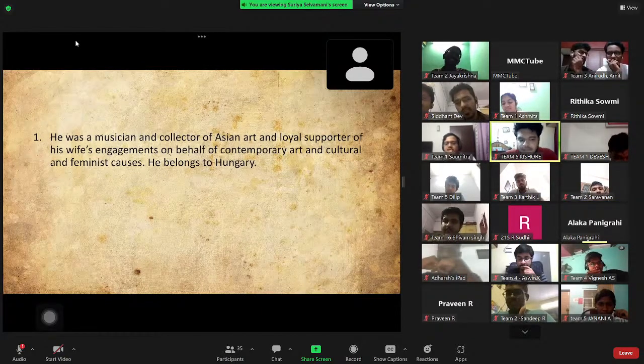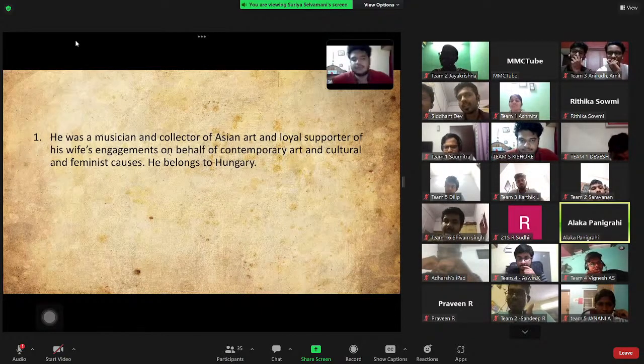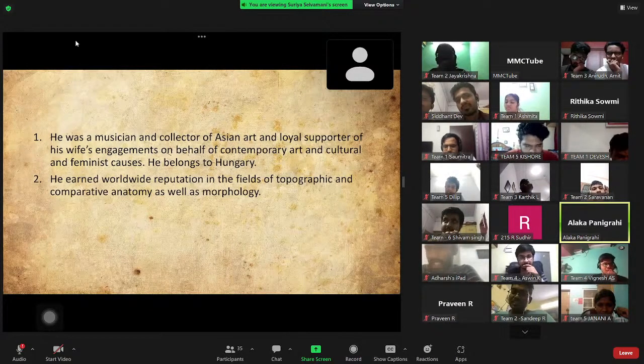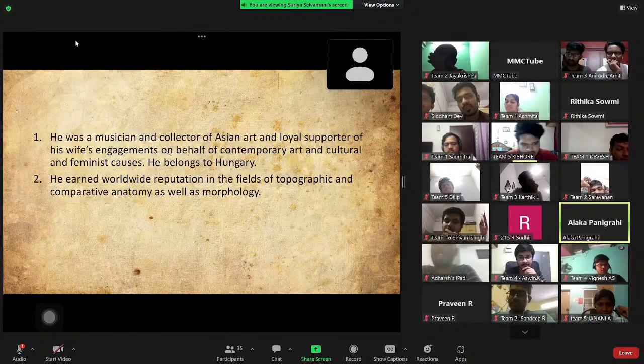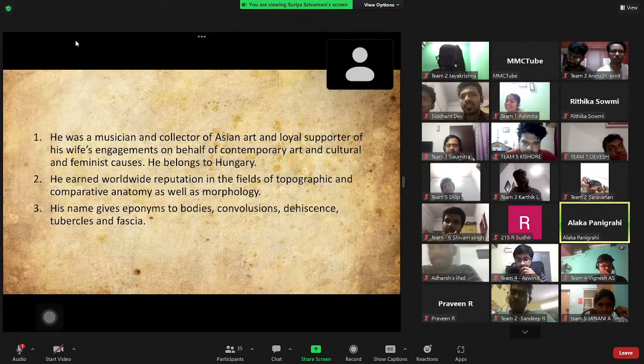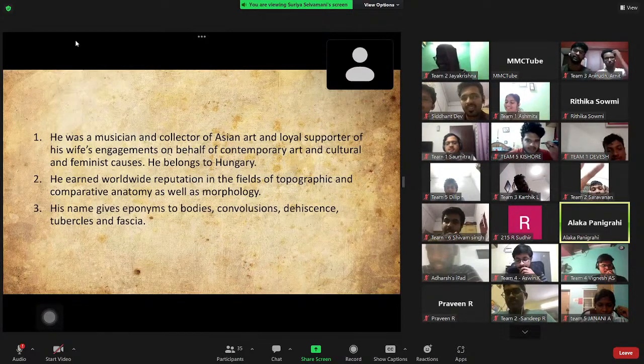Next clue, he earned worldwide reputation in the fields of topographic and comparative anatomy as well as morphology. Next clue, his name gives eponyms to bodies, convolutions, dehiscence, tubercles, and fascia.